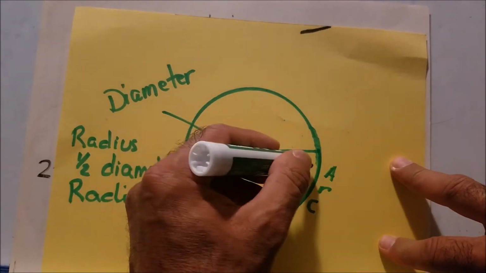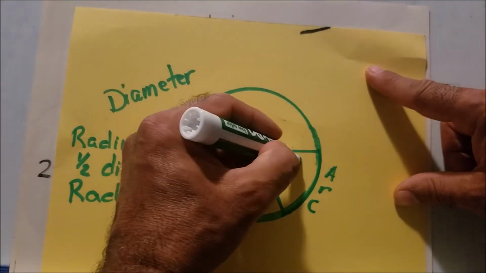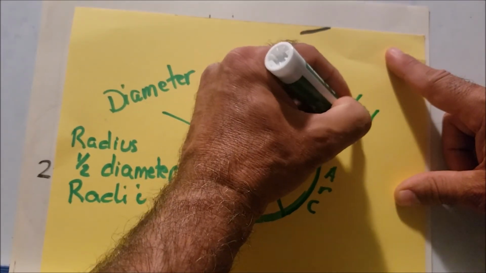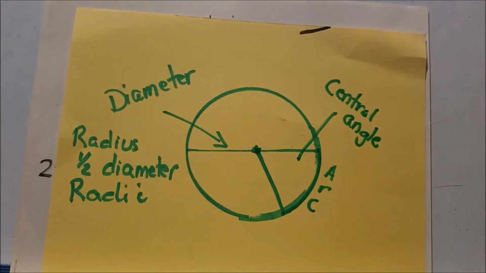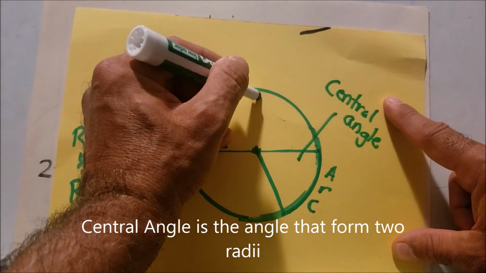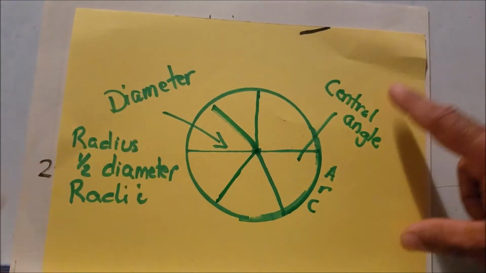And then, of course, this angle, where we have 2 radii and a center, is called a central angle. So I'll write that down, central angle. It's like a slice of pizza. A slice of pizza is a central angle. And again, you can make as many radii as you want. Just keep making them in a circle.